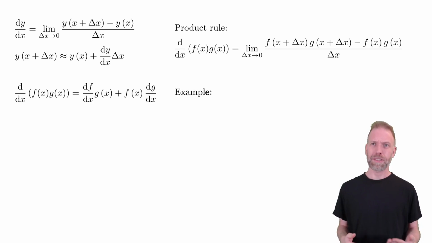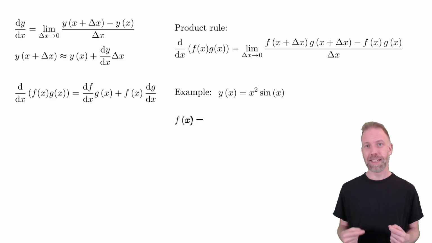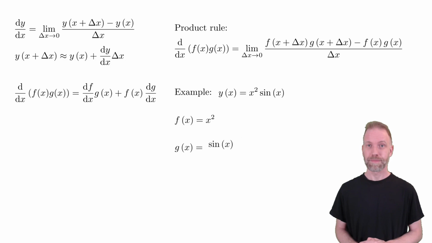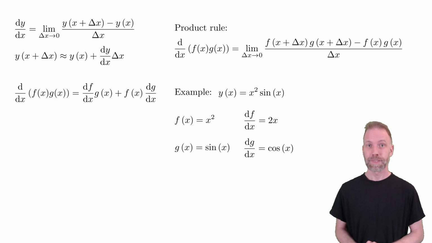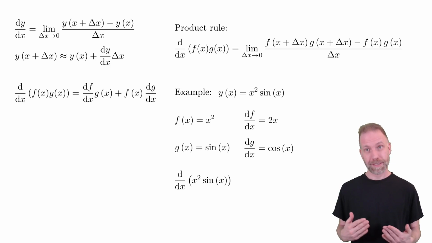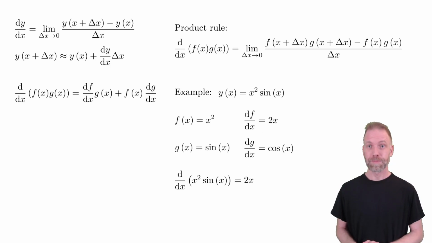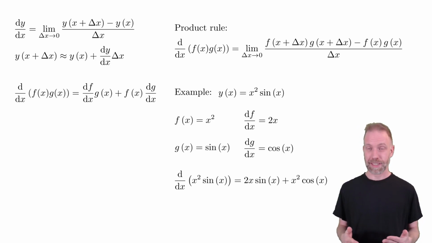A quick example of how to apply this. Assume that you have y of x is x squared times sinus x. We can define f of x as x squared and g of x as sinus x. Next, we calculate the derivative of f of x to 2x. And the derivative of g of x is cosinus x. The derivative of x squared sinus x can now be obtained from the product rule by inserting these four expressions. And the final result becomes 2x sinus x plus x squared cosinus x.